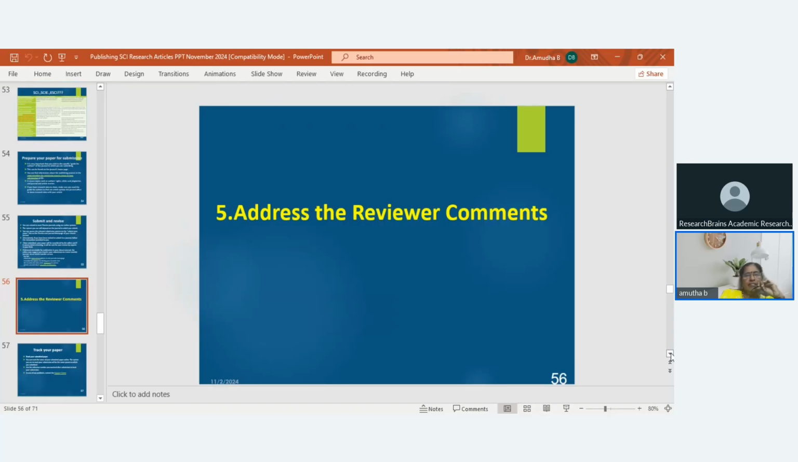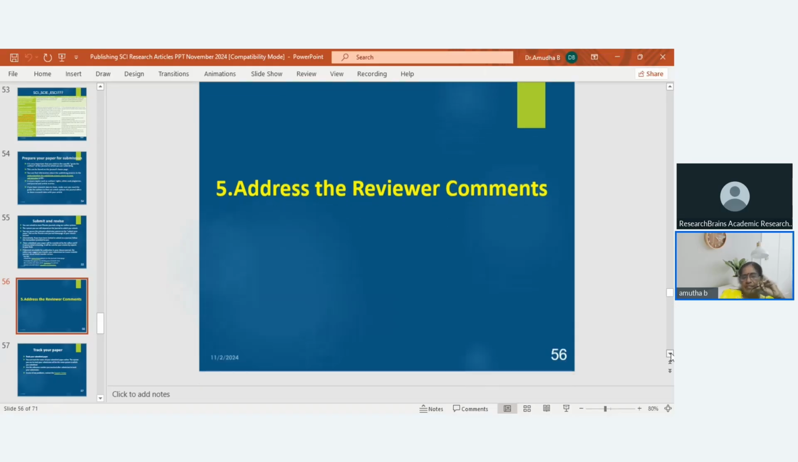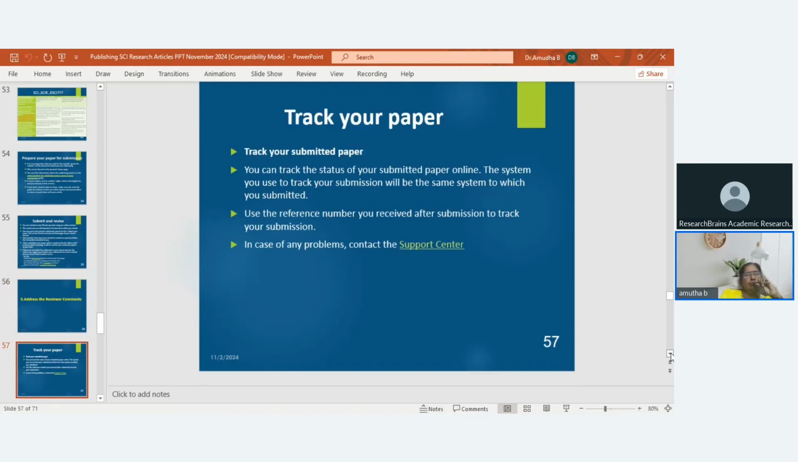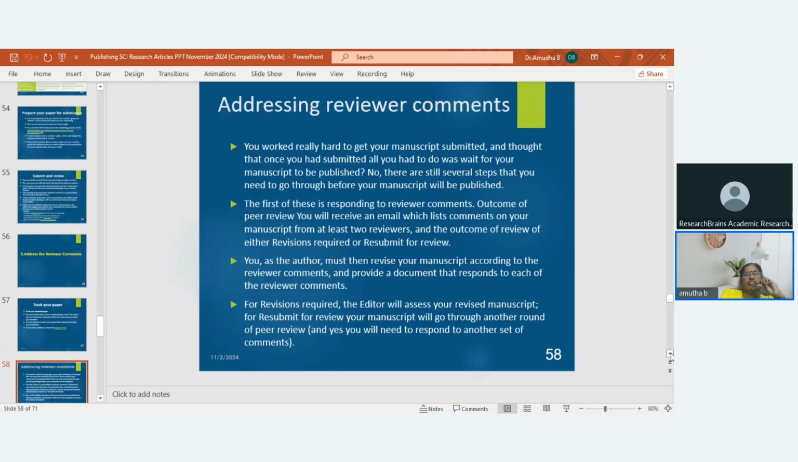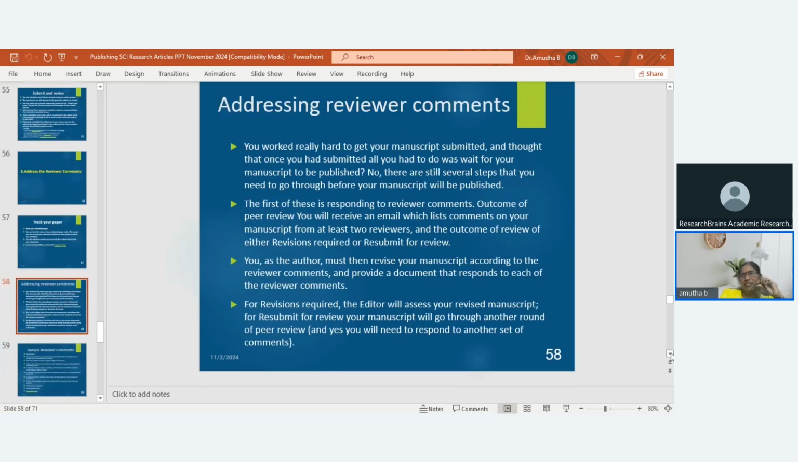And the last point is to address the reviewer comments. So definitely if you submit your paper, then you will be tracking your submitted paper, whether they are giving any guidance or some queries have been raised by the editor or the reviewer. You have to check. There are some support centers. You'll be given a username and a password. Through that you can track the paper that is already submitted.